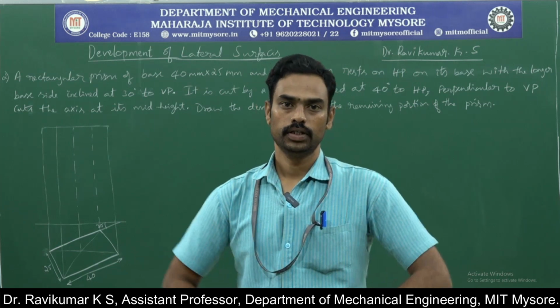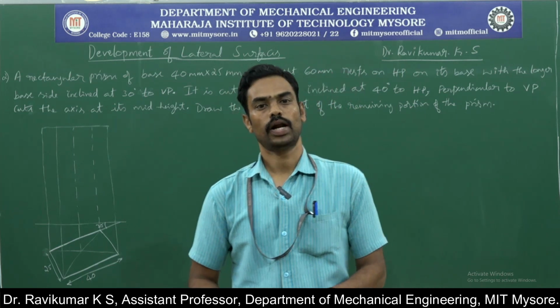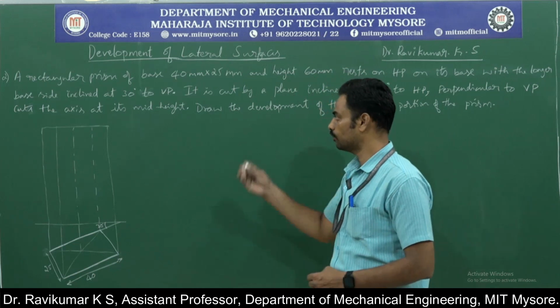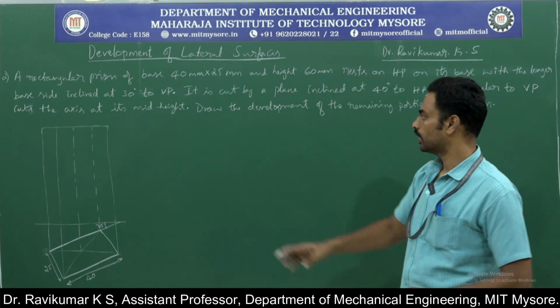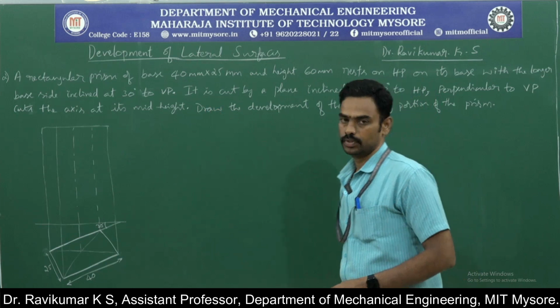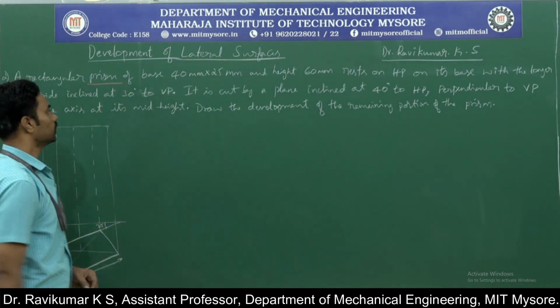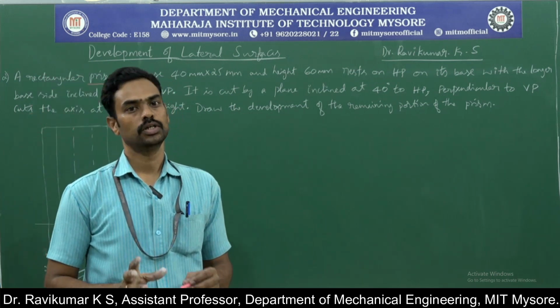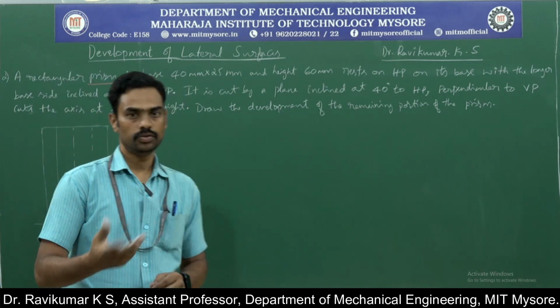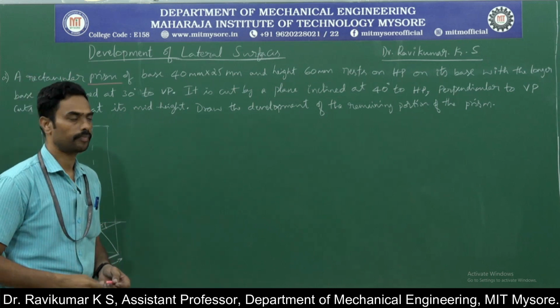So we'll take up the next problem of the development of lateral surfaces. The next problem is written on the board. I'll just read it. A rectangular prism. So you can see here it is the case of a prism. So prism means we need to use parallel line method to draw the development.